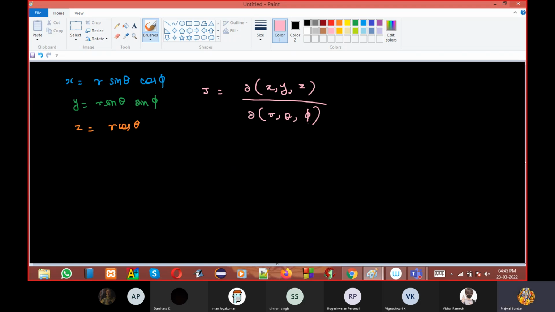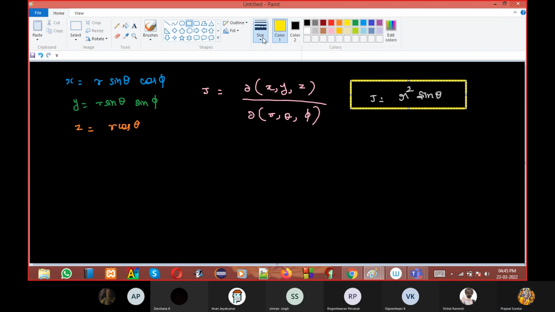Calculate and see, you will get r squared sin theta. You won't get r, okay? You will get r squared sin theta. Clear? Look at this carefully.